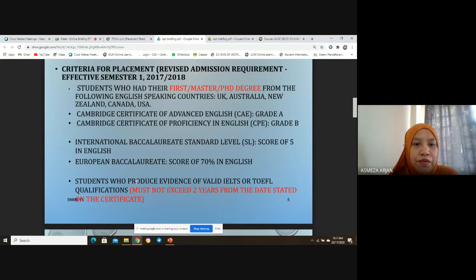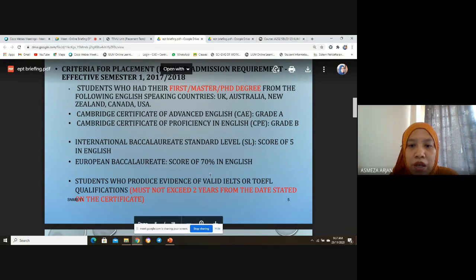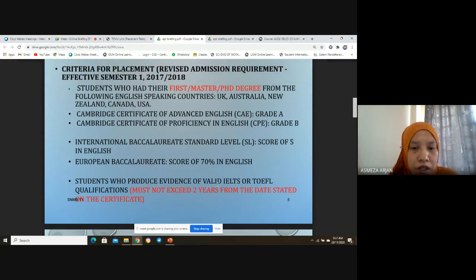Or if you have a valid IELTS or TOEFL qualification, and this TOEFL or IELTS must be valid within 2 years. Meaning it now is 2020. If you have taken it in December 2018, then it is still valid. But if you have taken the TOEFL or IELTS in July 2018, then it is no longer valid. It must be within 2 years of the date stated on the certificate.